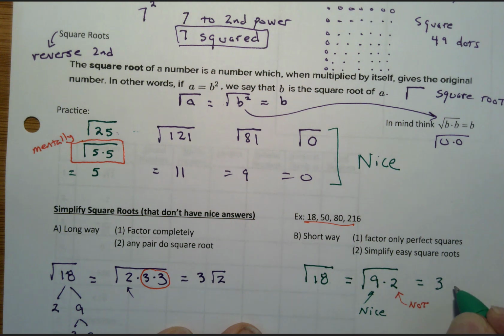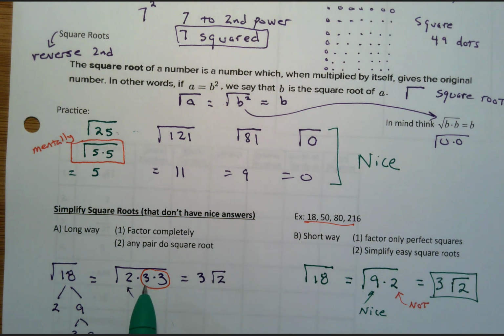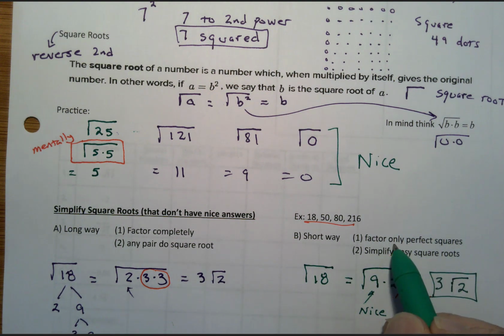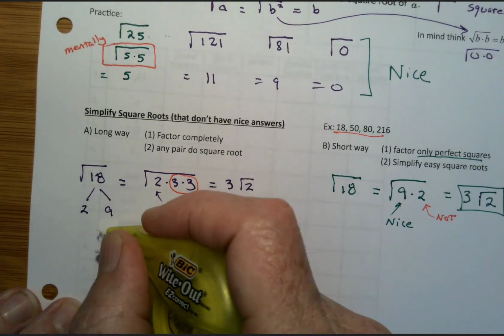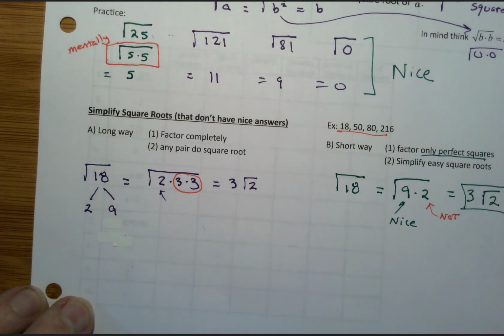Now that is timesing. This square root is stuck. I can't do a square root of 2. It doesn't have a nice answer. So I'm just going to leave it square root of 2. That is the simplified reduced square root answer. So I'm getting the same answer whether I factor all the numbers or I factor only perfect squares. It works out the same either way. I want to do a couple more of these.